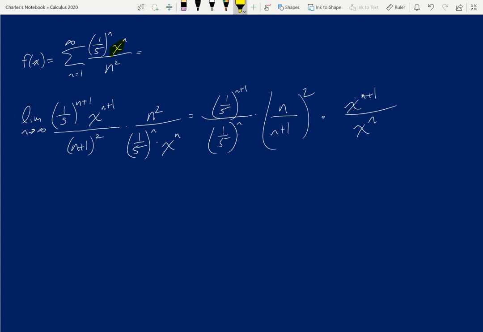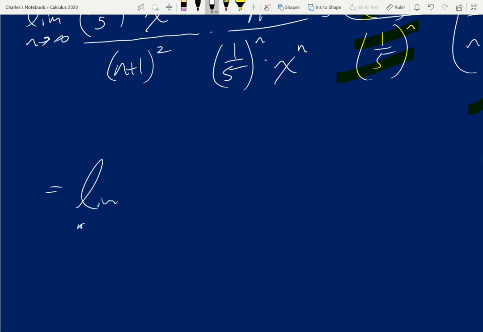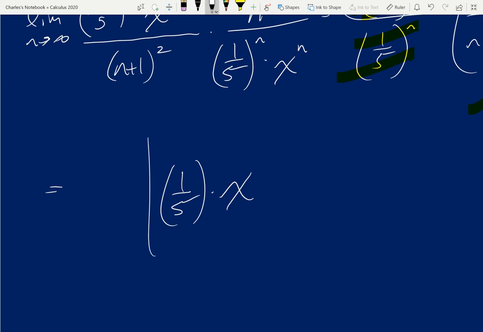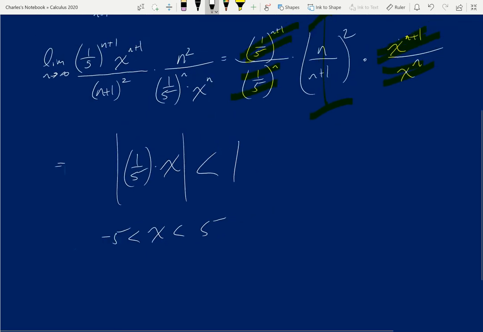And remember, I'm looking at it as the limit as n goes to infinity. So as n goes to infinity, this term right there goes to 1. If I rewrite this, hopefully you see that this will be 1/5 in the numerator and x in the numerator. So this equals the limit as n goes to infinity of 1 over 5 times x. And that'll converge if the absolute value is less than or equal to 1, which means x is between 5 and negative 5.